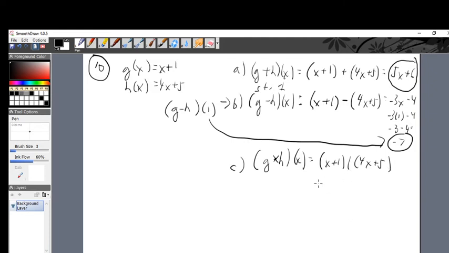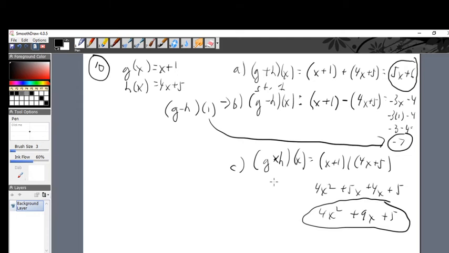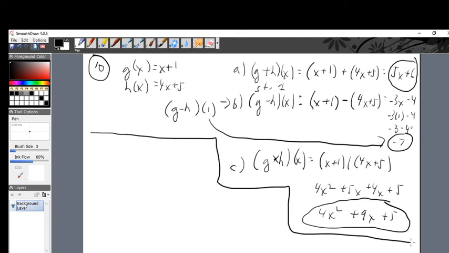x times 4x is 4x squared. x times 5 is 5x. 1 times 4x is 4x. 1 times 5 is 5. This becomes 4x squared plus 9x plus 5, and we are done. That is the answer for C. Okay, let's see if we can do a little bit more on this video. How about if we try out problem number 11, or at least get it started.